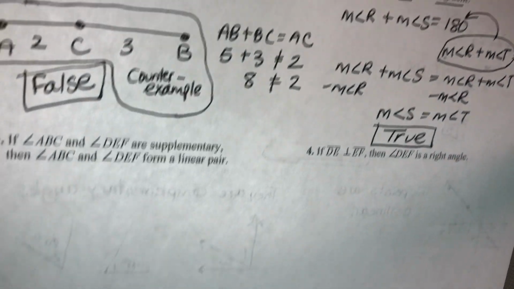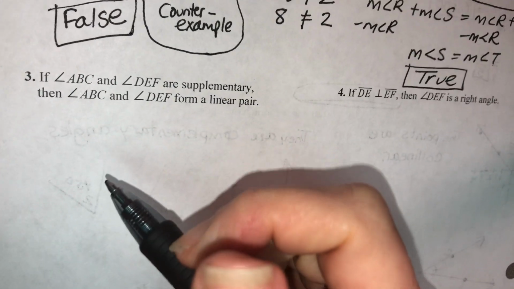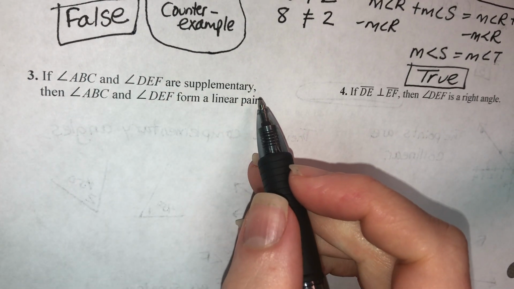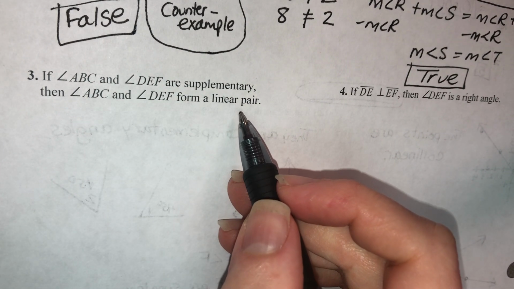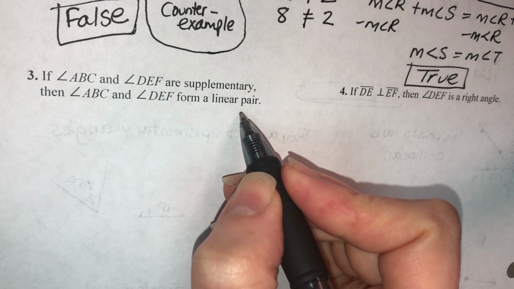All right, number 3. If angle ABC and angle DEF are supplementary, then angle ABC and angle DEF form a linear pair. Well, I think I kind of talked to you all about this one already. Just because two angles are supplementary does not mean that they have to form a linear pair, because a linear pair means they share a side.